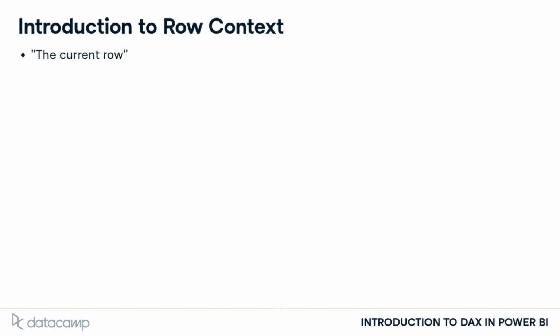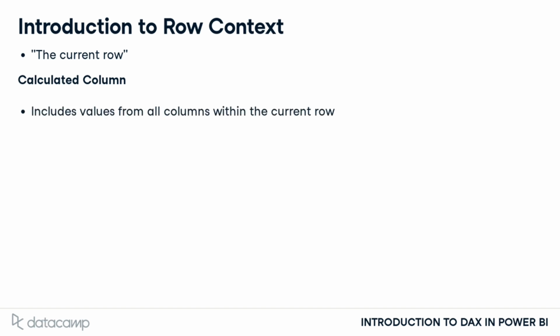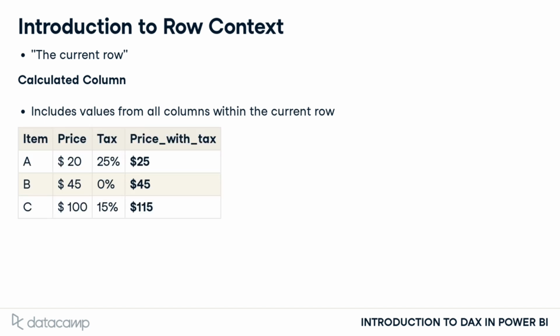Row context can be thought of as the current row. A calculated column is an example of where row context applies. In a calculated column, the context includes the values from all columns within the current row. In the table below, we have a calculated column, price with tax, which contains a formula that does a calculation on the price and tax column. As you can see, the calculation is happening row by row, a perfect example of row context in action.